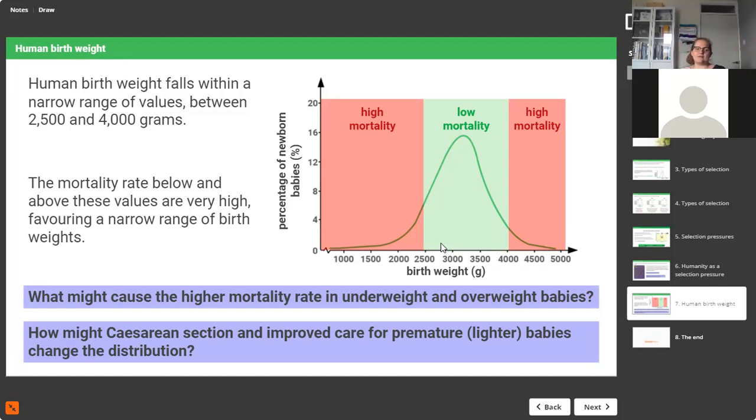So you're potentially going to have more babies being born that are of lower birth weight, because some people just naturally give birth to babies that have a lower birth weight. And if they survive, then when they themselves go on to have a baby, they are more likely to have a baby that is of a lower birth weight.